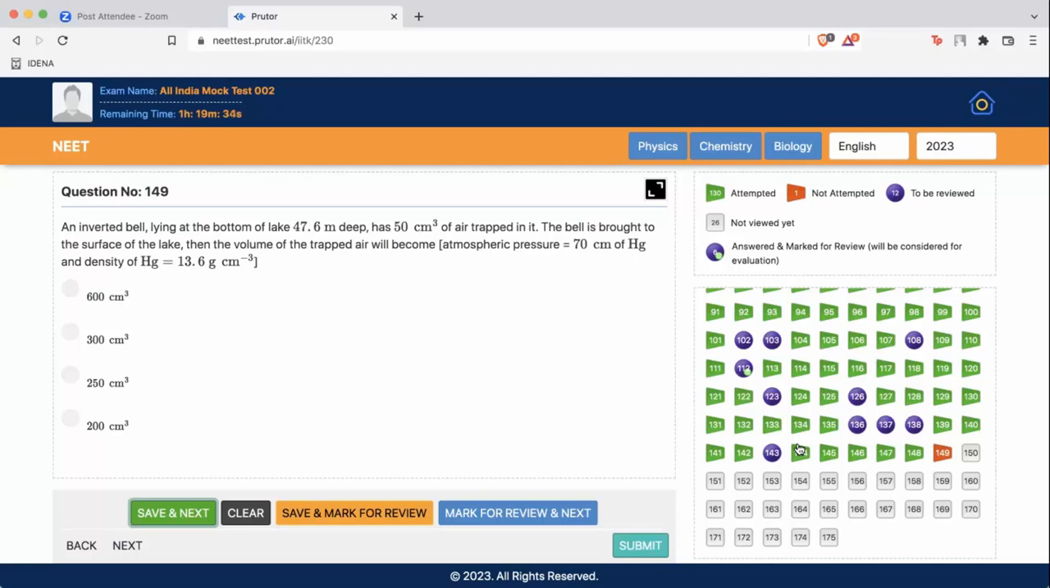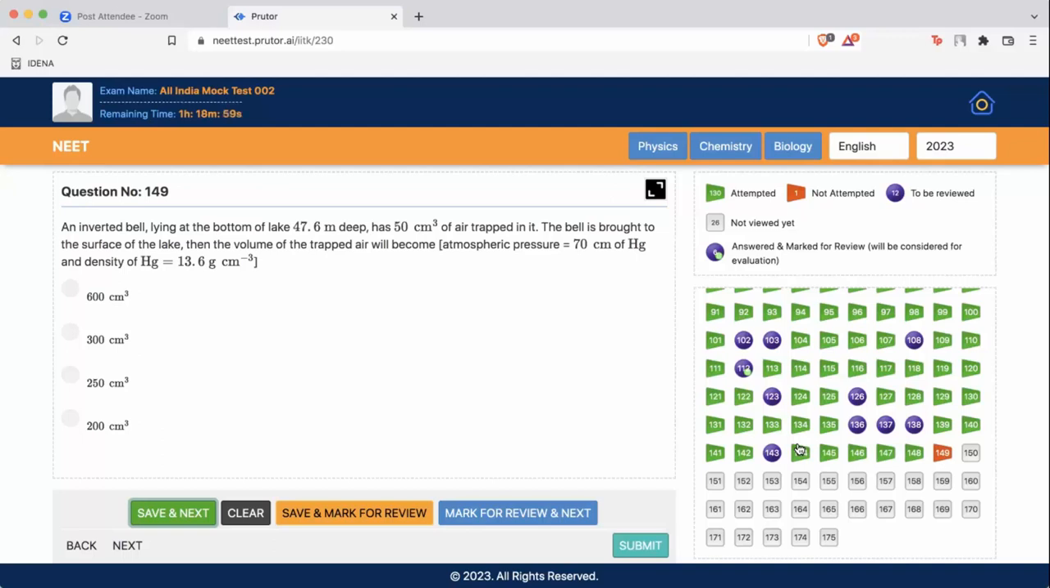So we're getting 70x is equal to 47.6 into 13.6, or into g, right? And here we have to take g as 980, I guess, because we're taking the customary value. 980 dynes. 980 into... wait, so first 47.6 into 13.6 rho.